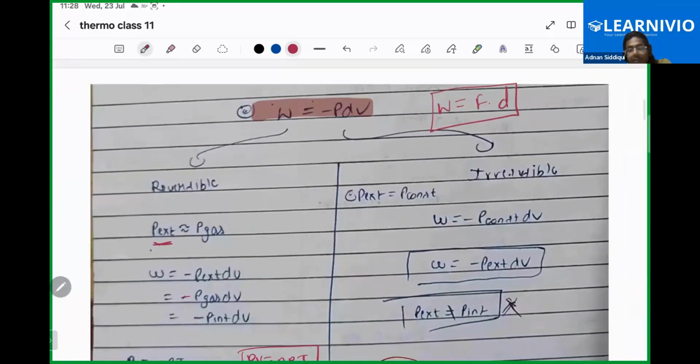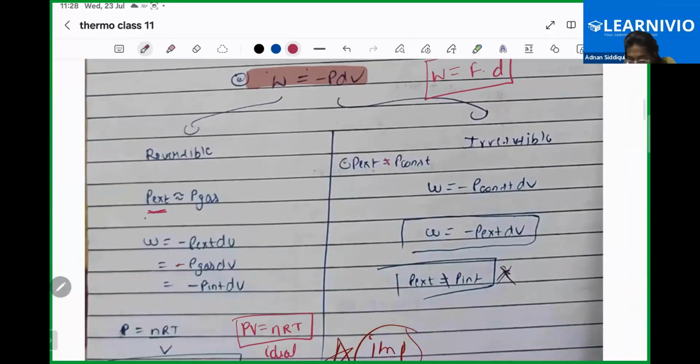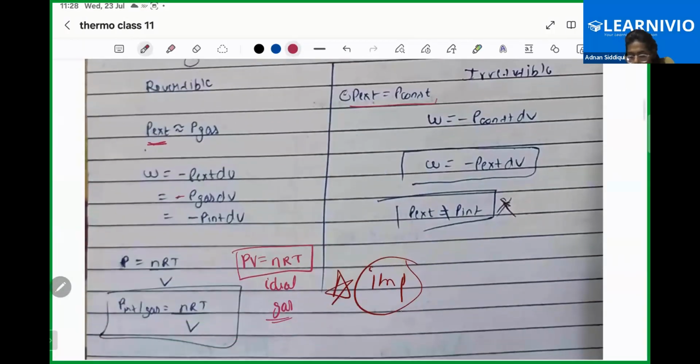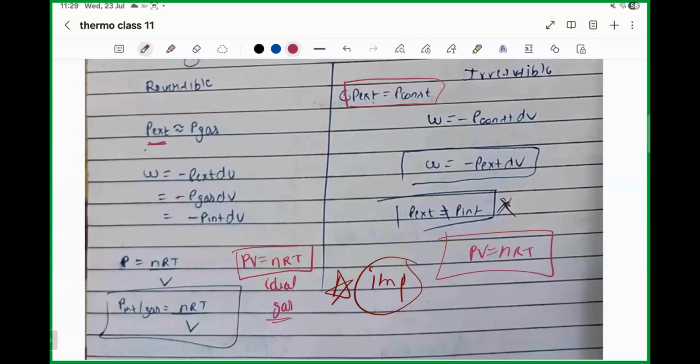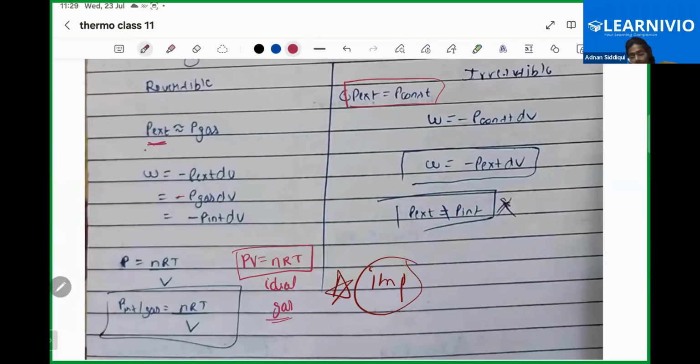But for irreversible processes, where P internal is not equal to P external, and P external is constant, we cannot use this formula. We cannot use the PV is equal to nRT formula here, because here P external is not equal to P internal. The pressure that is observed here is due to the piston only, and for the piston we cannot use the gas formula. Is it making sense? It is thermodynamics. You won't understand the latter part if you are not able to understand this.